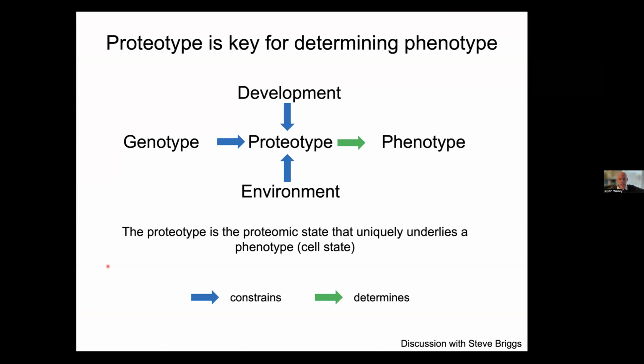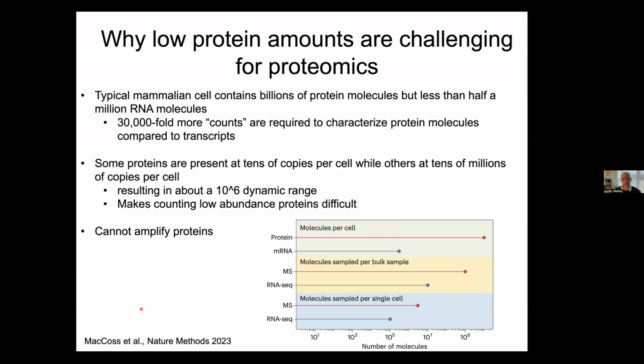But coming back to this idea of cell state reminded me of discussions I had over the years with Steve Briggs when I was a postdoc with him, where we would discuss the idea of a proteotype, which was the proteomic state that was impinged on by development, the plant's genotype, and the environment to drive phenotype. So potentially this proteomic state also underlies cell state differences, and we can discuss that at the end potentially. But why has single-cell RNA sequencing taken off? Why is it challenging for proteomics to do similar analyses? I'll highlight a few of those challenges.